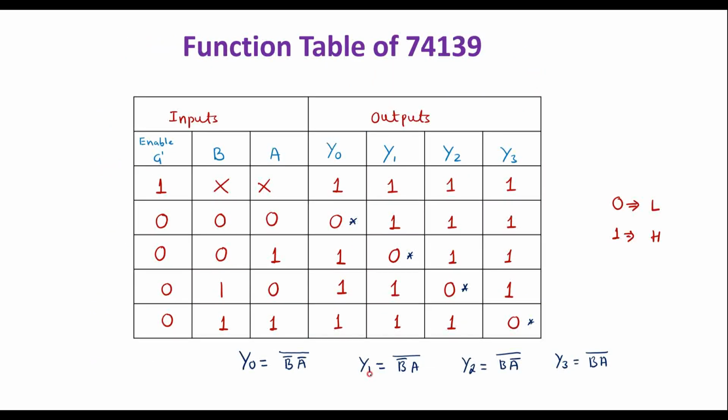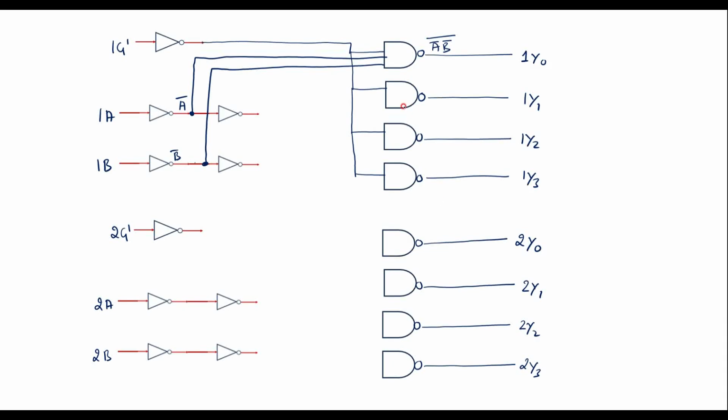Similarly, here we have Y1 is equal to B bar A, complement. That is, B bar and A input should be connected to this NAND gate. So here it is B bar. Let me use another color. This is B bar here, it is connected here, and we have B bar A. Here we have A bar, again the complement of this is A. So I can connect A from here.